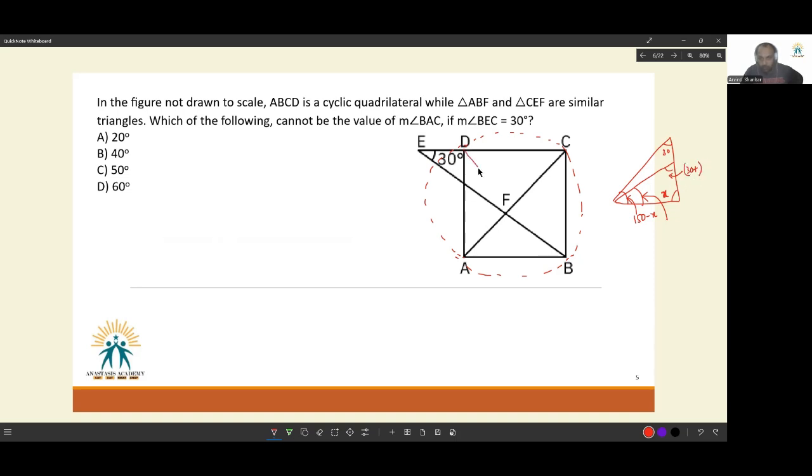So with that in mind, just see, BDC will be greater than 30 degrees. This is 30 degrees plus. How much that is immaterial. It is going to be more than 30 degrees. And given that chord BC subtends 30 degrees plus on the circumference, BAC will also subtend 30 degrees plus. So the question which asks which of the following cannot be the value of angle BAC if BEC is equal to 30, the answer will happily be option A, 20 degrees. Okay.